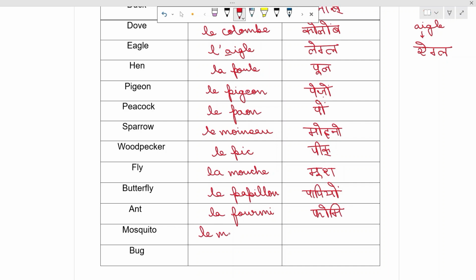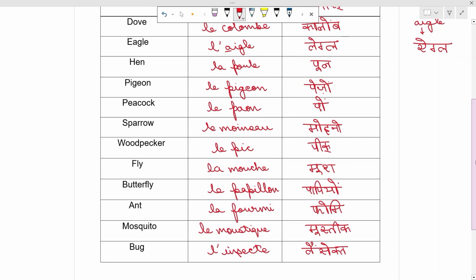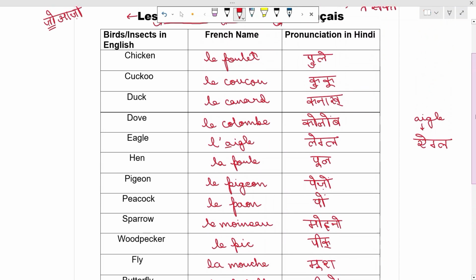Mosquito is a masculine singular noun. It is pronounced as moustique. Moustique. Bug is l'insecte. So these are the 15 birds and insects.